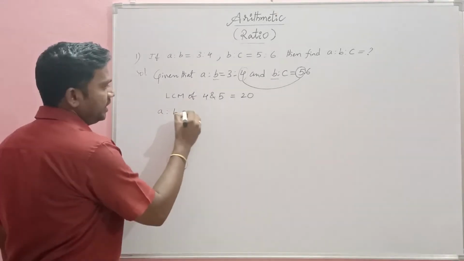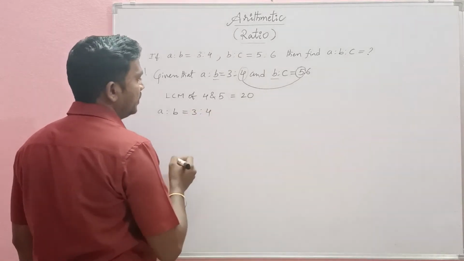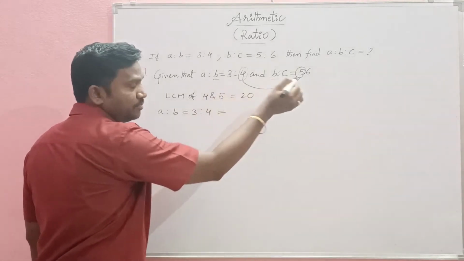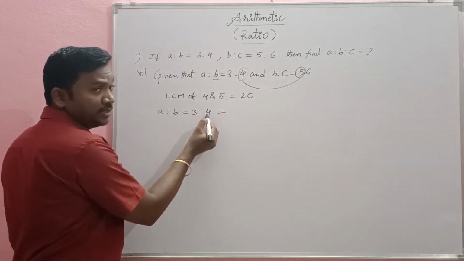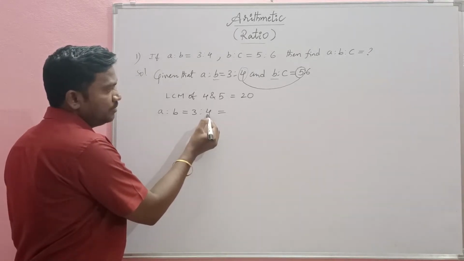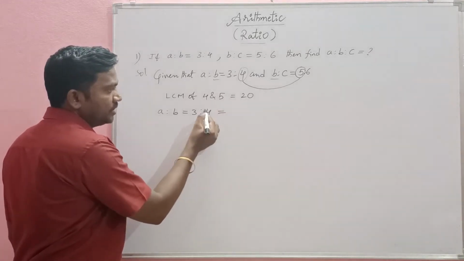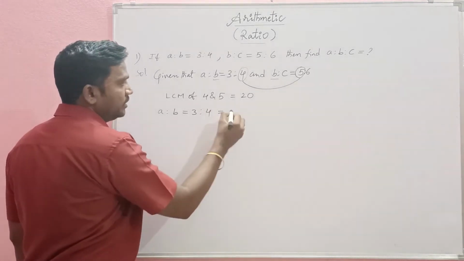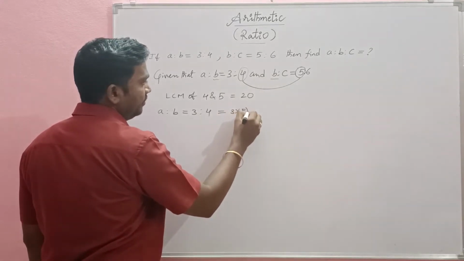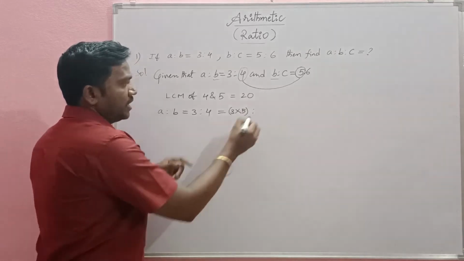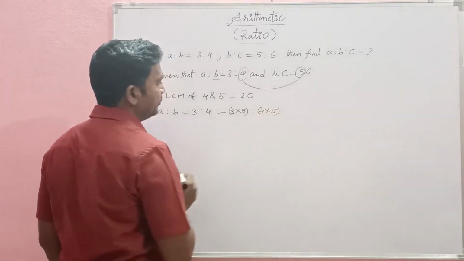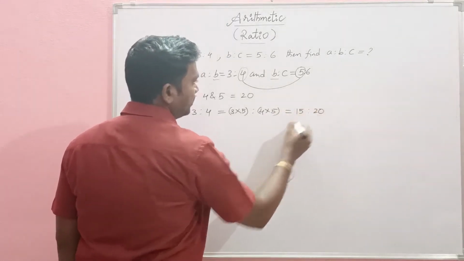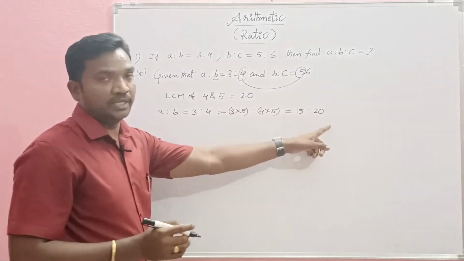Now A is to B is 3 is to 4, and this can be written here. We have to equate these B values. So how can we get this B value equals to 20? So this 4 multiplied by 5. So here 3 is also multiplied by 5, 4 is also multiplied by 5. Now 3 5s are 15, 4 5s are 20. Here the value of B is 20.